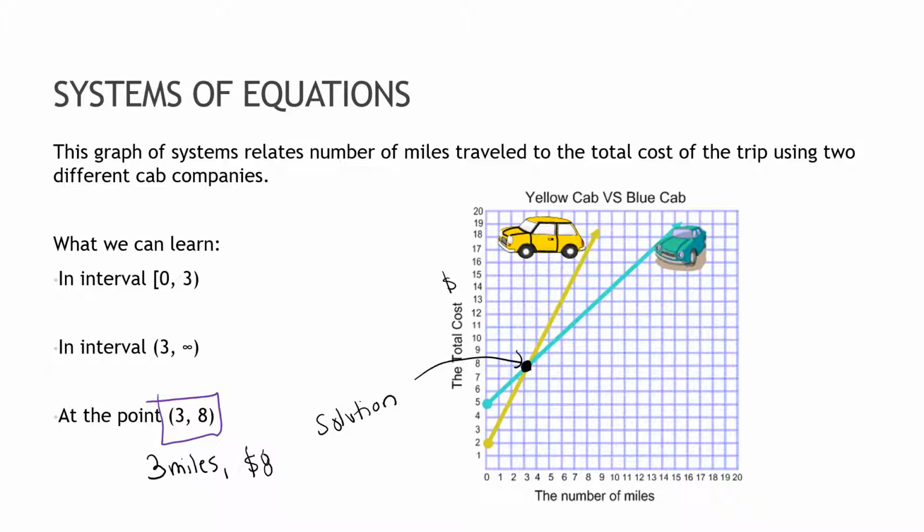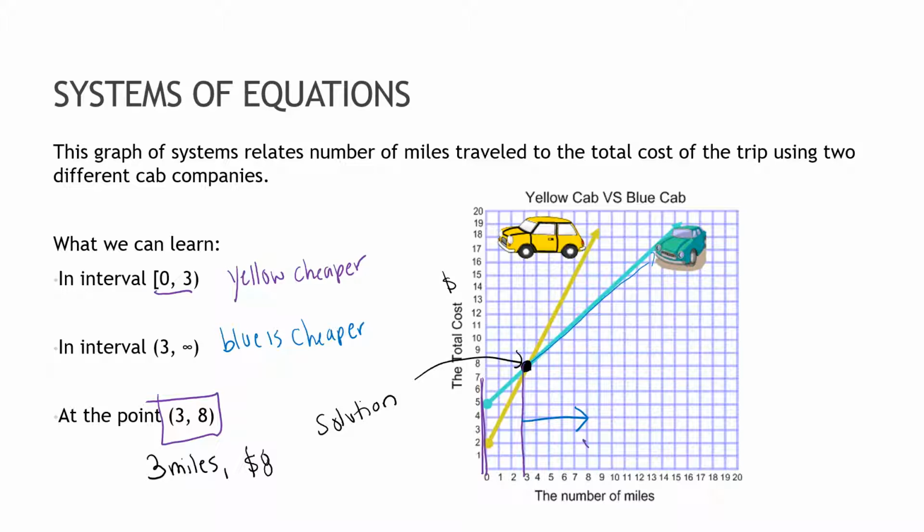So then that brings up what happens before 3 miles, so in the interval from 0 to 3, but not including 3, which would be from here to here on my graph, what's happening? Well, I can see that blue would be more expensive, and so yellow would be the cheaper option. So I'm just going to put yellow cheaper, because if I were going to travel less than 3 miles, then I would certainly choose the yellow cab. In the interval from 3 to infinity, which means from here on out, now what? Well, I can see that the cheaper option, because it's below the other line, is the blue cab. So blue is cheaper.